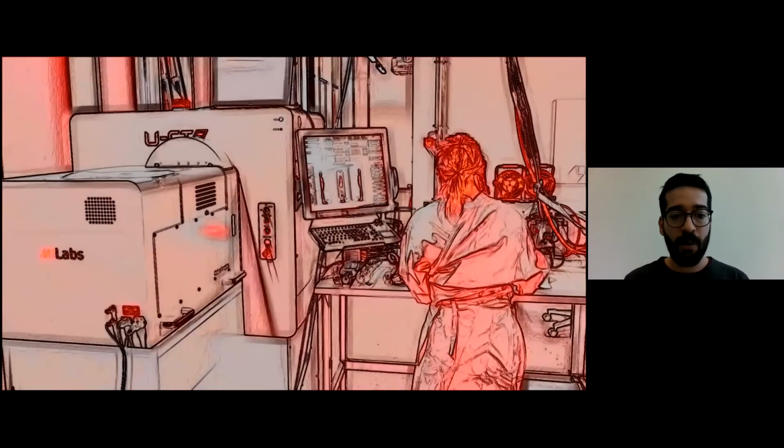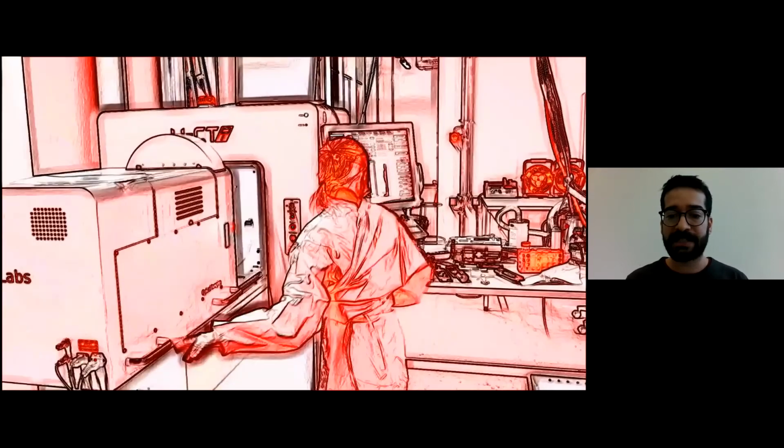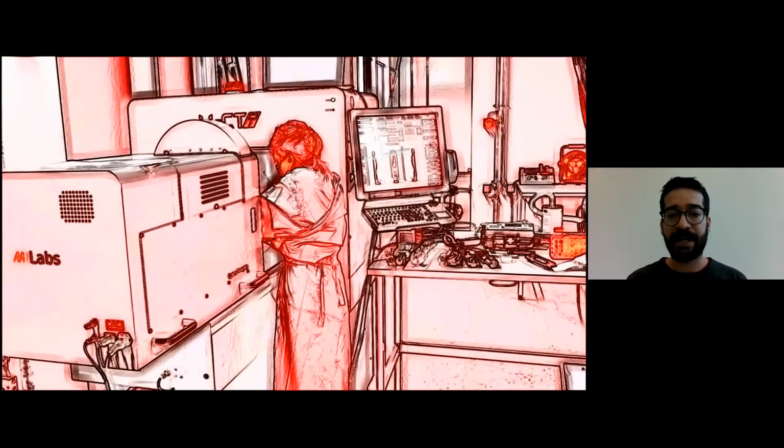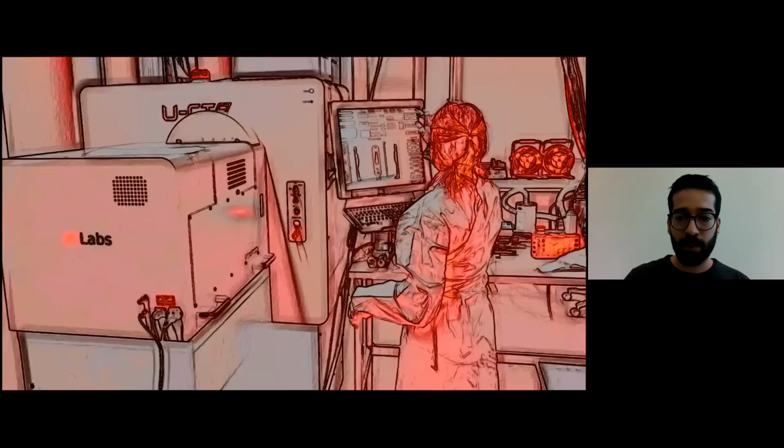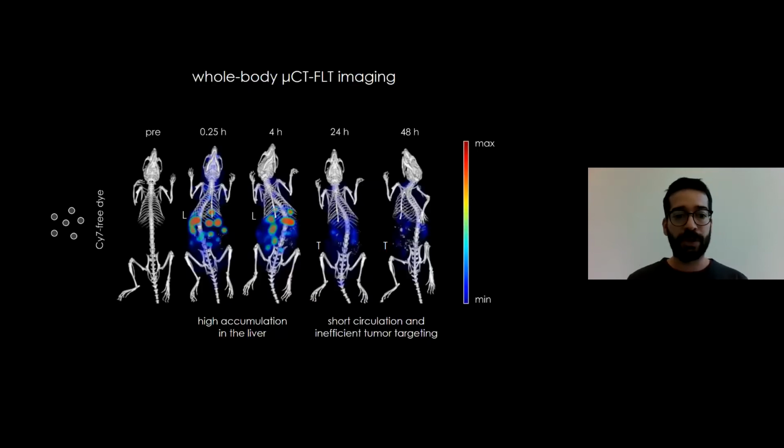And this is how the scanner looks in our lab. We take the entire mouse and put it in the scanner, and then we perform sequentially a CT and then a fluorescence scan. The first experiment we did is to inject a small fluorophore, a small molecule, such that we identify how this small model drug will accumulate in the organism.